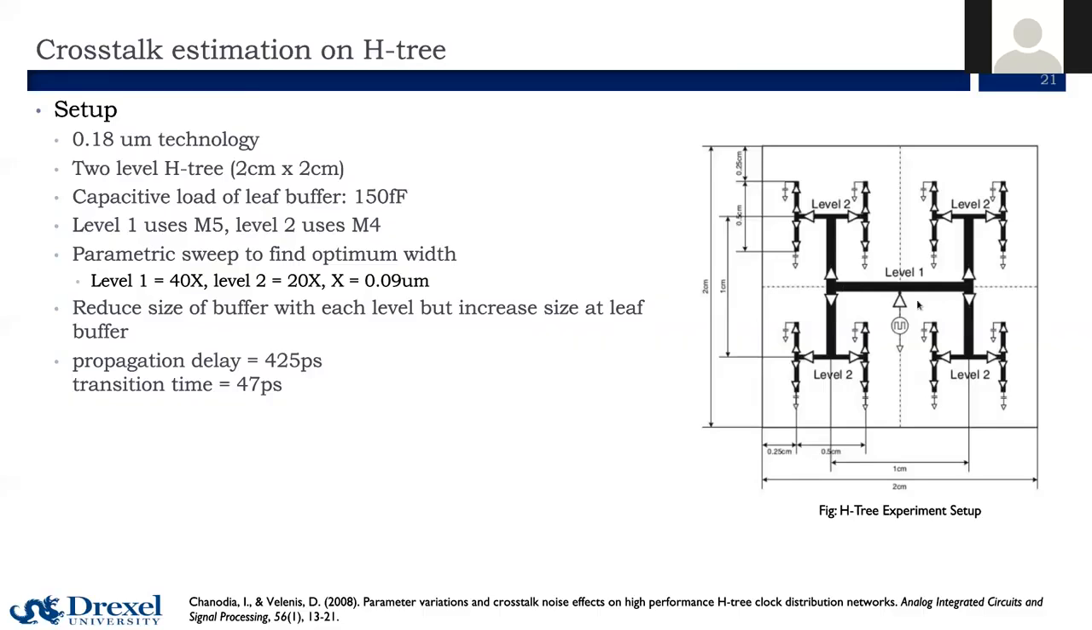In terms of the inverters, the size of the inverter is higher close to the source, and as we go further along the interconnect, the size of the buffer decreases, but then at the end, at the leaf node, we have an increase in size. So we have a reduced size of buffer with each level, but then increased size at the leaf of the buffer. The propagation delay is 425 picoseconds, and the transition time is 47 picoseconds.